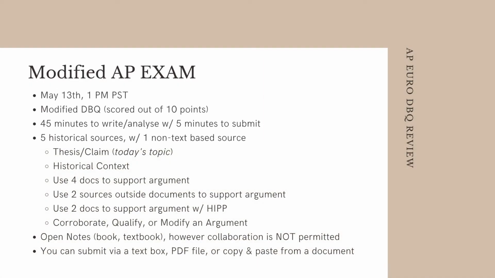So to review, the modified AP exam for AP Euro will be on May 13th at 1 p.m. Pacific Standard Time. It will consist of one modified document-based question scored out of 10 points. It will take 45 minutes to write and analyze the documents with 5 minutes to submit. It will have 5 historical sources with 1 non-text-based source among them.